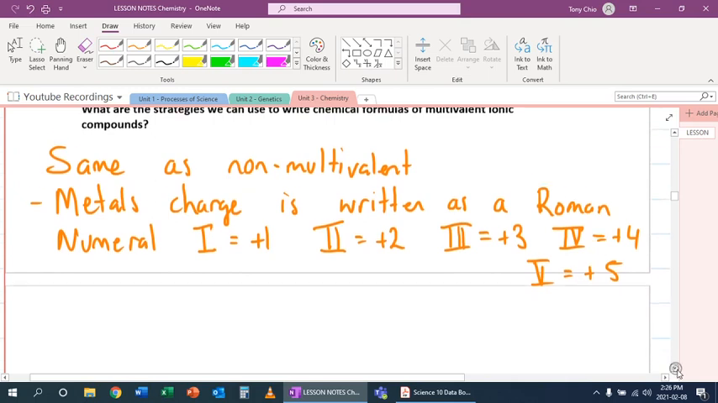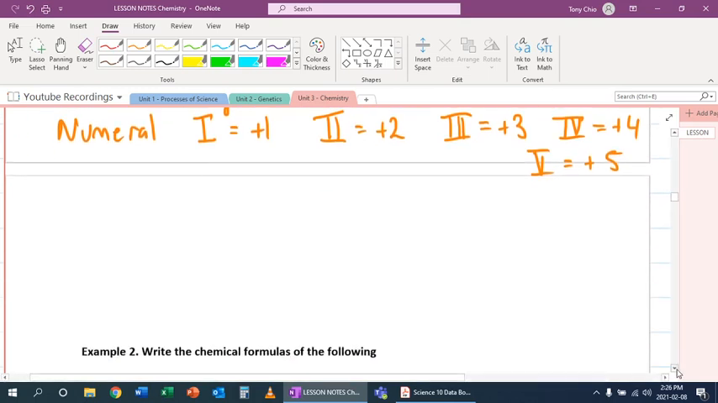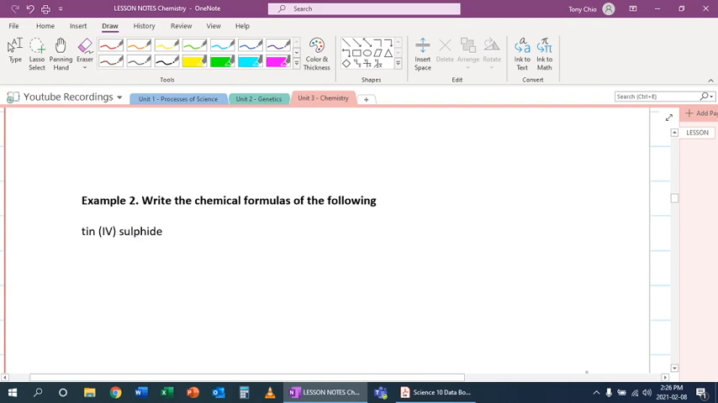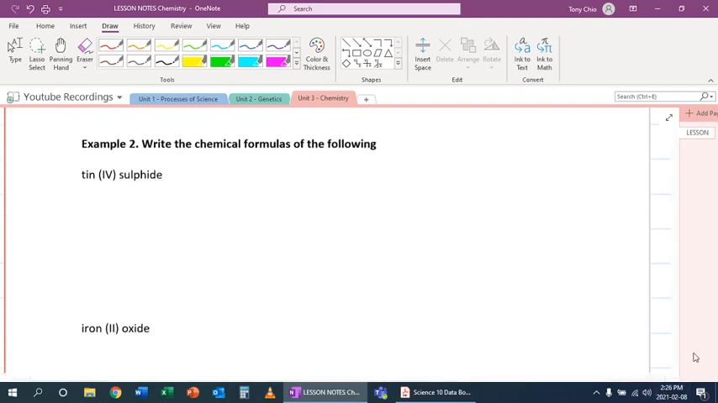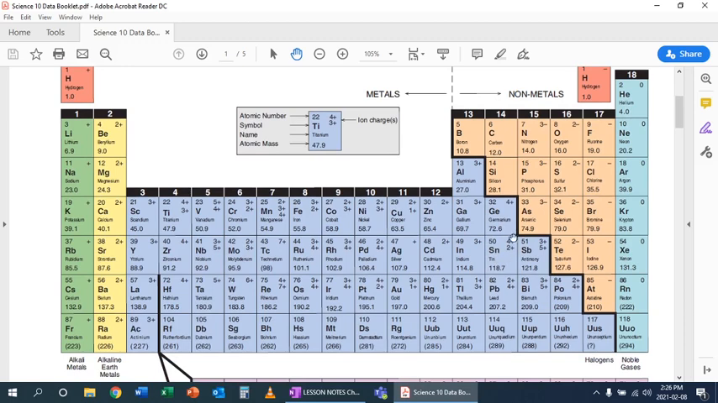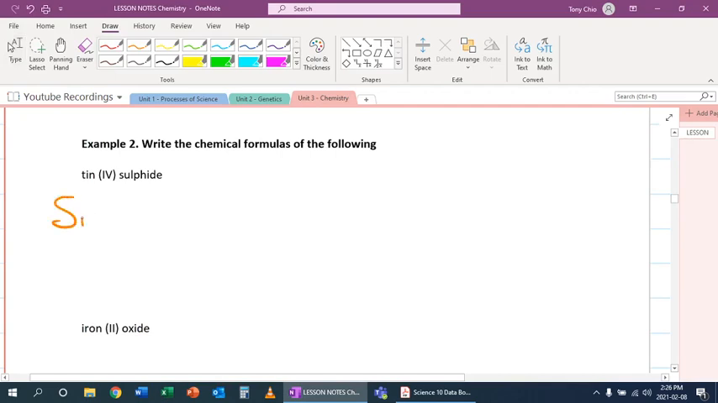So let's look at an example. Tin(IV) sulfide. So what does that look like? Well, if you look at our periodic table, tin actually sits right here. So here we have tin(IV). Notice how tin has 2 charges, +4, +2. In this case, the tin we're dealing with right now has a +4 charge. So that is Sn +4.